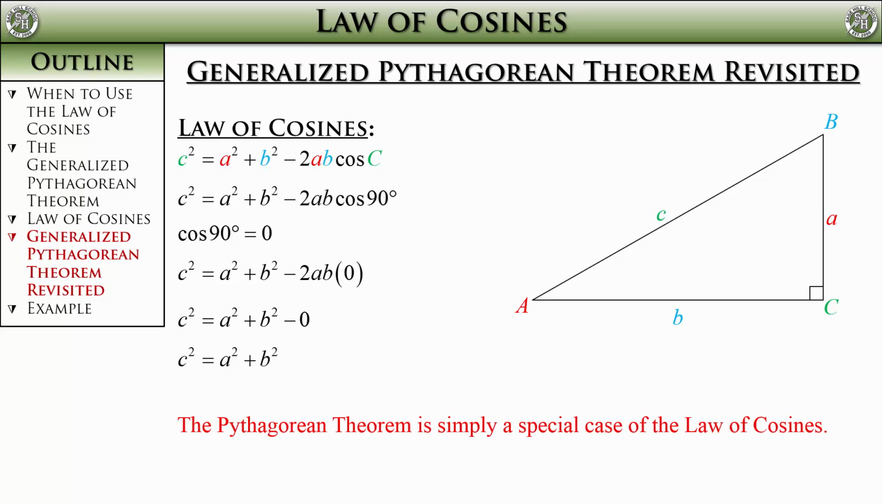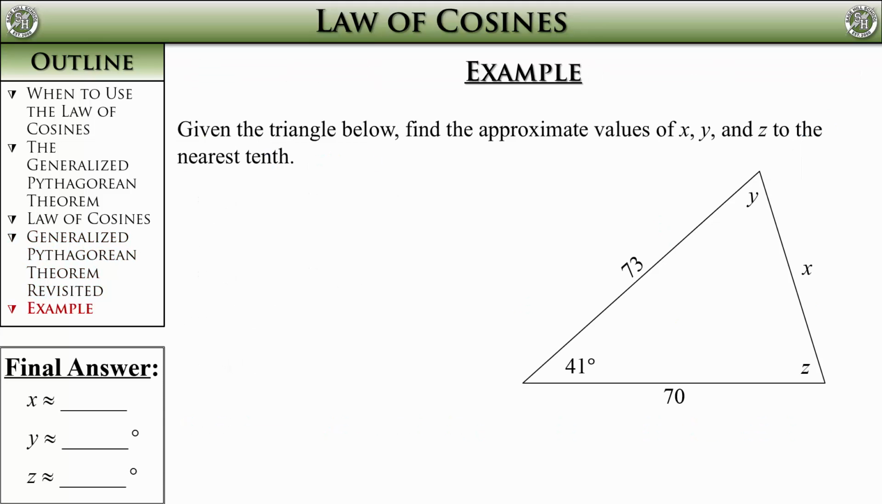This shows you that the Pythagorean theorem is simply a special case of the law of cosines. The law of cosines is the general case that works for all the triangles. Time to look at an example. By this point in time, you have been presented with a lot of different methods for solving parts of triangles.